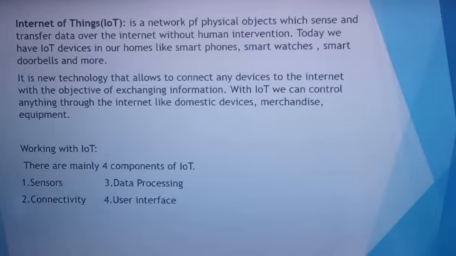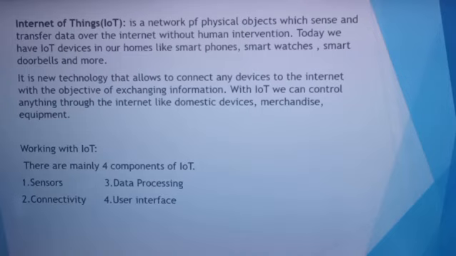So we'll now discuss IoT. What is IoT? That is Internet of Things. It is a network of physical objects which sense and transfer data over the internet without human intervention. Today we have IoT devices in our homes like smartphones, smart watches, smart doorbells and more. It is a new technology that allows us to connect any device to the internet with the objective of exchanging information. With IoT, we can control anything through the internet like domestic devices, merchandise and equipment.